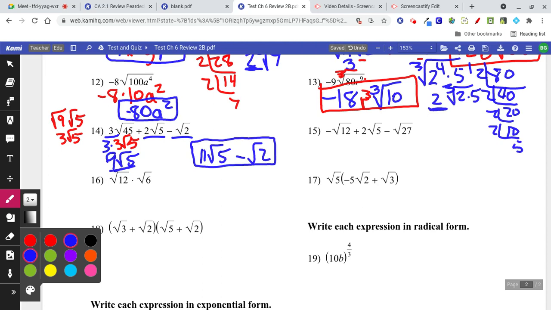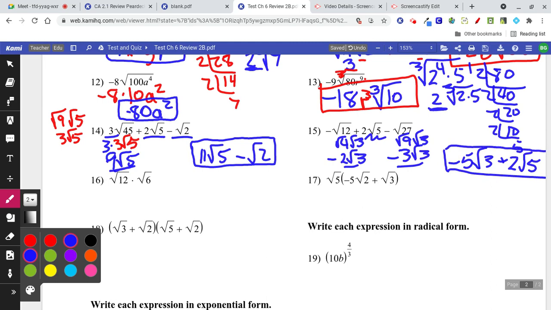Number 15, we can break down the 12 into 4 and 3. Square root of 4, square root of 3. So that's going to give me negative 2 square root of 3. The 27 we can break down into 9 and 3. So that's going to be minus 3 square root of 3. If we look at our like terms now, we have this and this is minus 5 square root of 3. But then don't forget the plus 2 square root of 5.